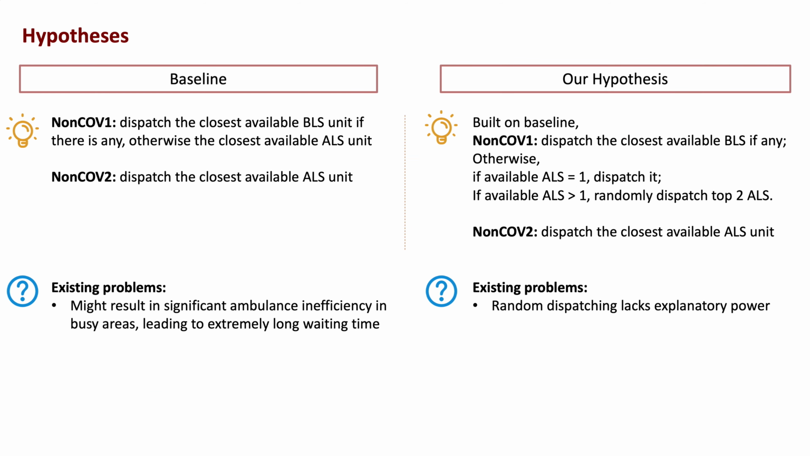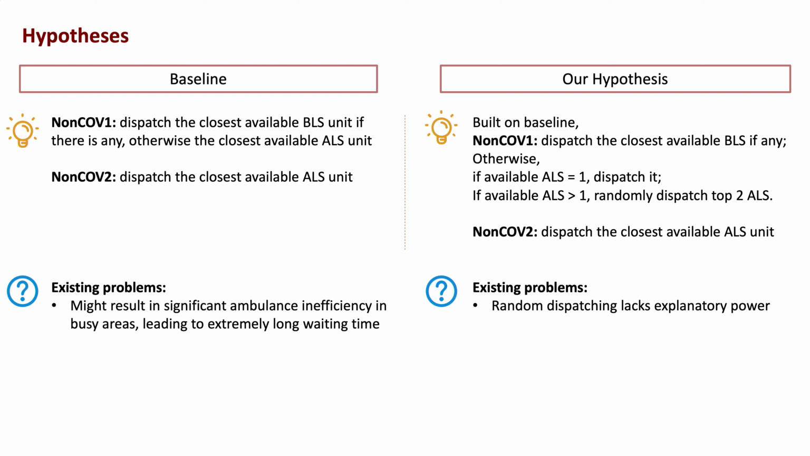We have a baseline model and a hypothesis model. In the baseline model, for non-COVID-1 patients, we always dispatch the closest available BLS unit if there is any. Otherwise, we dispatch the closest available ALS unit. For non-COVID-2 patients, we always dispatch the closest available ALS unit. This policy looks reasonable and actionable. However, the baseline model might result in significant ambulance inefficiency in busy areas, leading to extremely long response times.